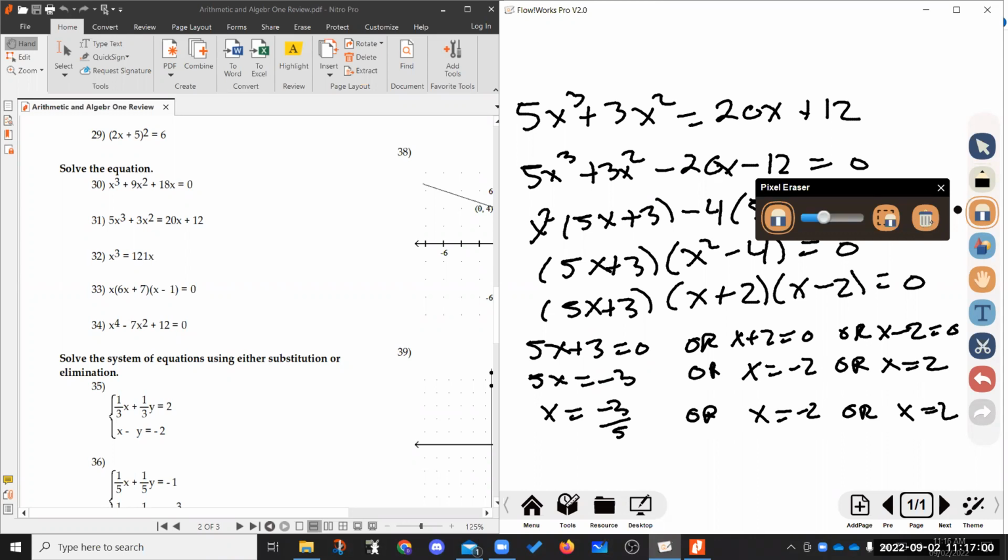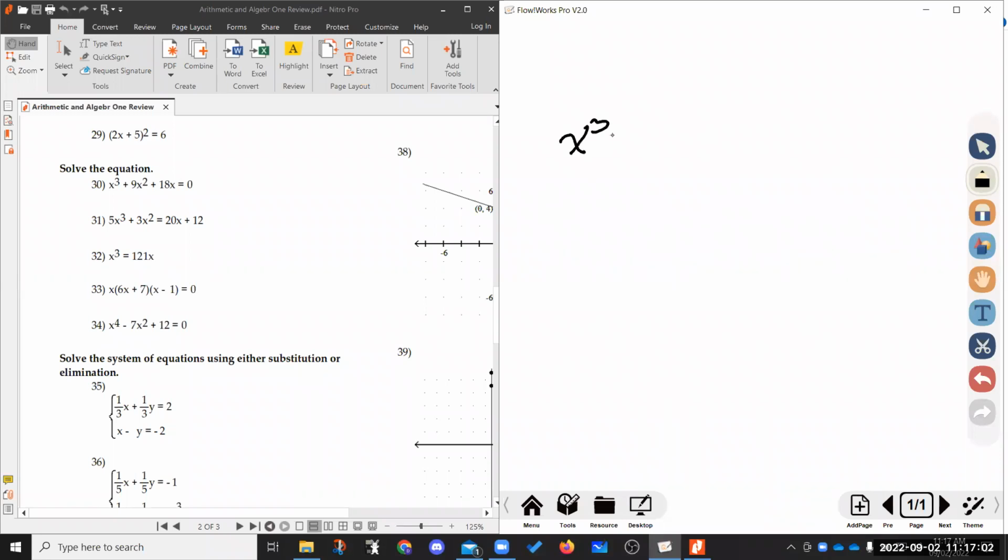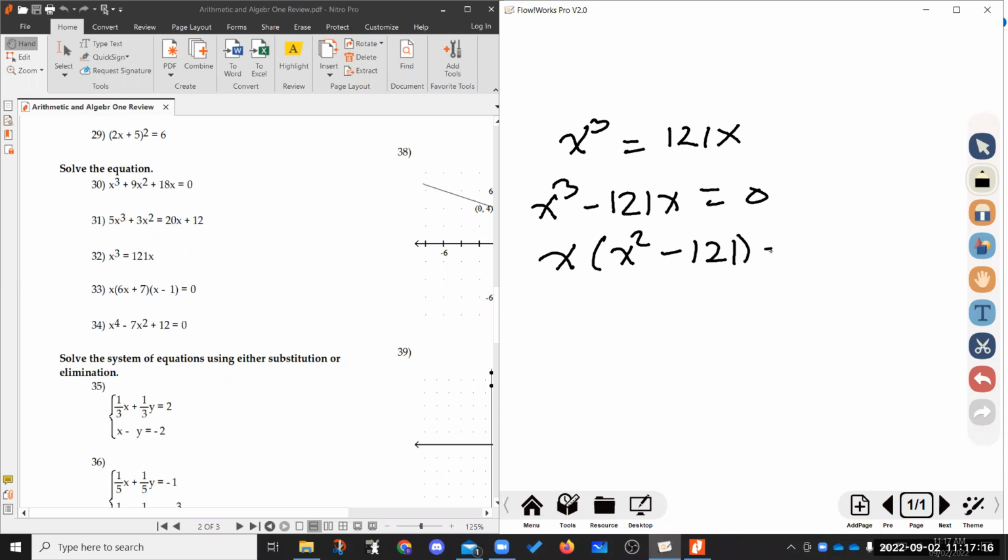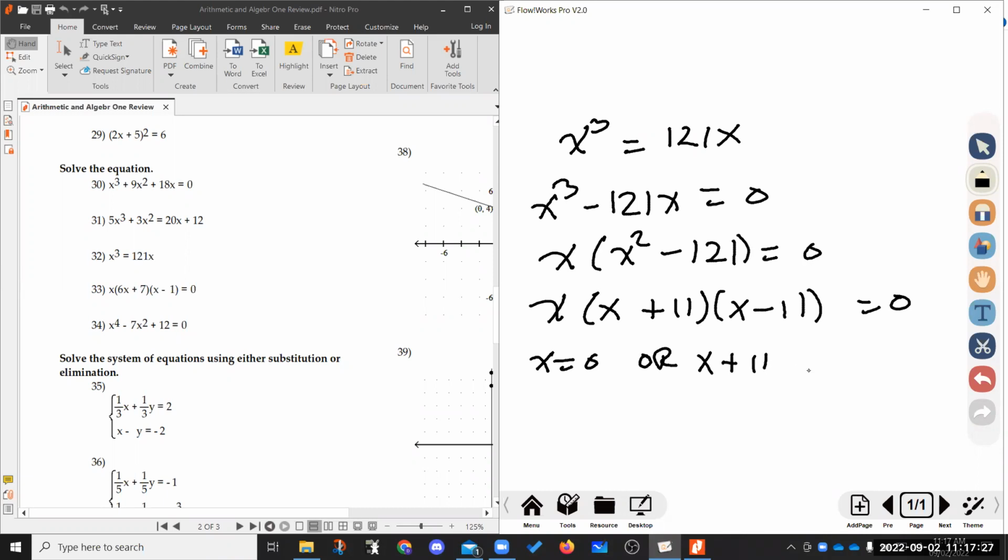Moving on to number 32. x³ = 121x. x³ - 121x = 0. x is a common factor. x times (x + 11)(x - 11). x = 0, or x + 11 = 0, or x - 11 = 0. x = 0, or x = -11, or x = 11.